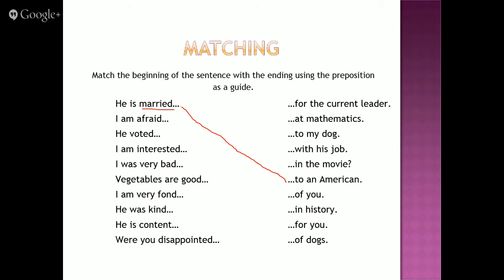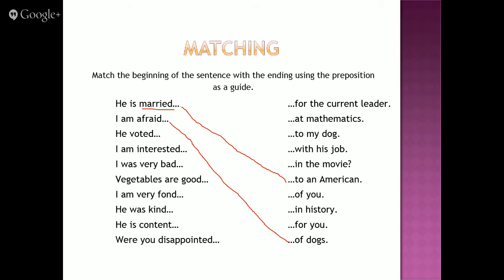So, he is married to an American. Okay, excellent. Thank you, Jose, for matching that. Deborah, can you? I'm afraid of dogs. Is that true, Deborah? Are you afraid of dogs? No, I love dogs. Oh, do you love dogs? Okay. So I'm really glad you chose dogs. So, I'm afraid of. Always when you use the word afraid, you always use the word "of."